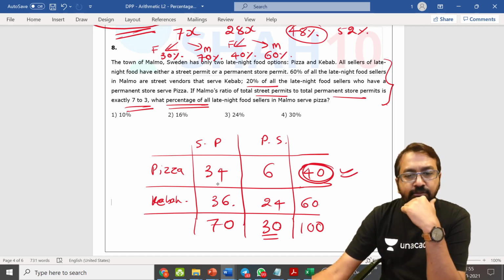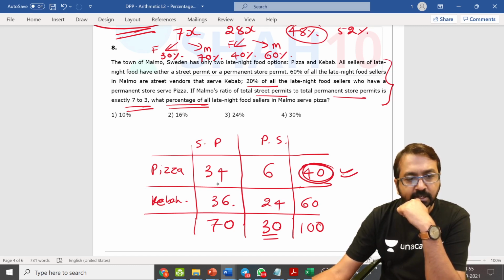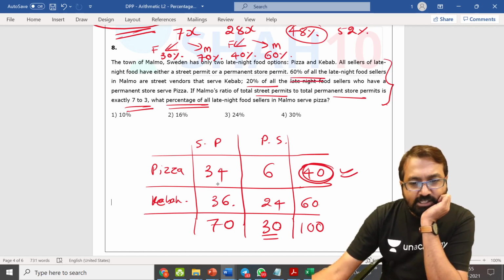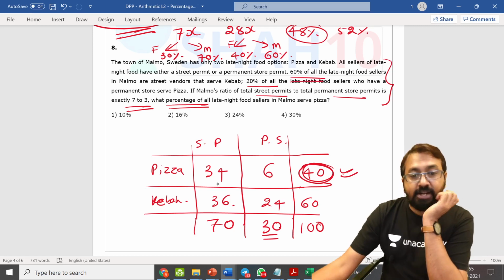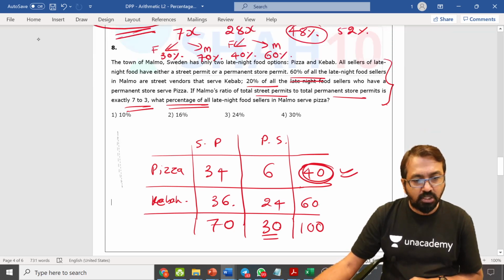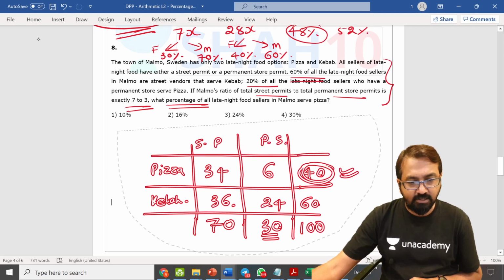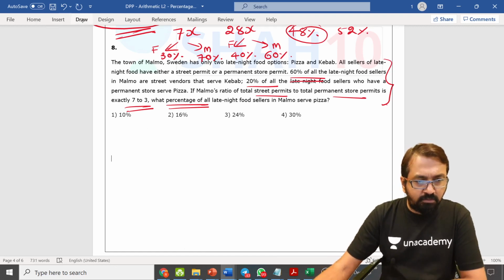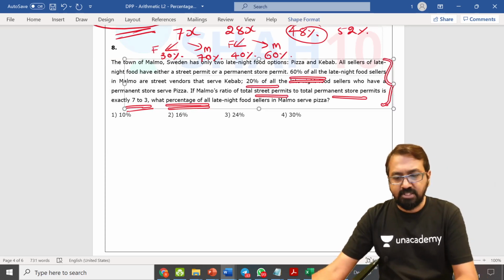60% of all late night food sellers in Malmö street vendors that serve kebab. 20% of all late night food sellers who have a permanent store serve pizza. Okay. So if you just go by this statement, 60% of all the late night food sellers are street vendors that serve kebab. Okay, right, here is the problem, guys. This solution that I have written is not correct. We will have to do it once again. Let's do it, guys. Somewhere we missed a statement. Right. So let's do it once again.